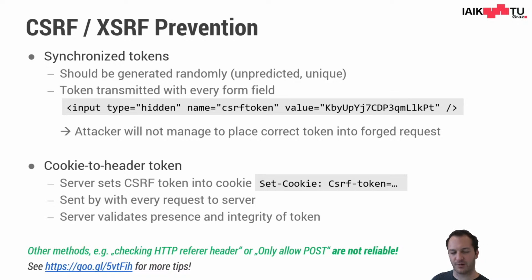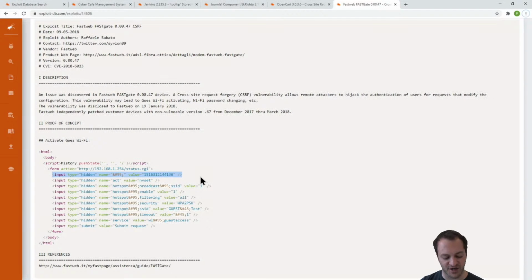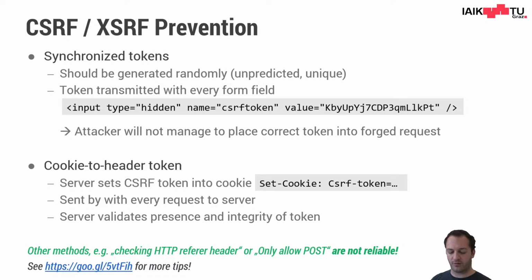And this will effectively prevent XSS, because if, for example, an attacker injects this, he wouldn't know the token, he couldn't guess it. So the attacker will not be able to place the token correctly, and the request will just not be triggered. Or a cookie to header token.